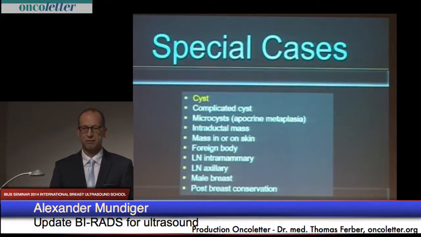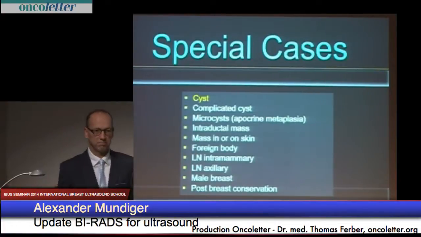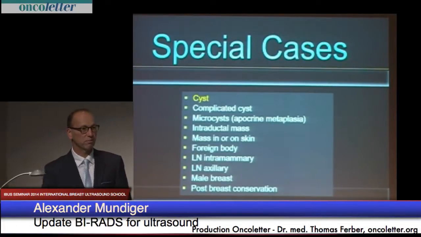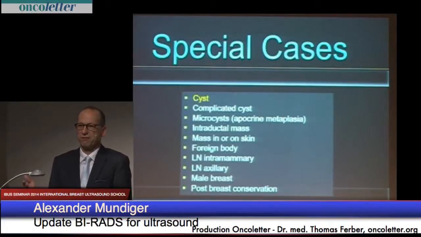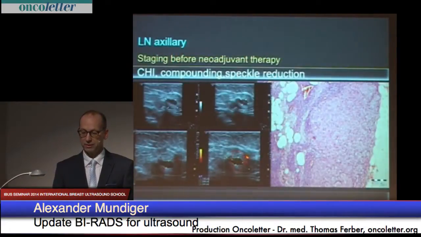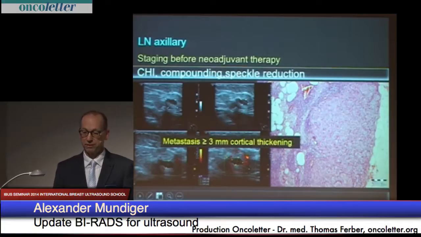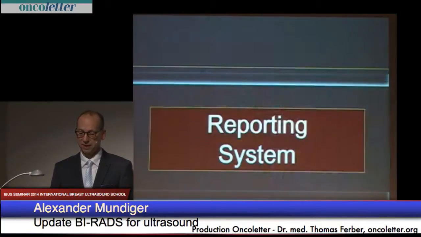So special cases. One thing, the cyst is now a special case. The last BI-RADS version did not mention the cyst, and it's the most frequent finding. So now it's a special case in all the other cases you know from the old version. And here, for example, a lymph node with an increase of size of the parenchyma and a corresponding metastasis. So also lymph nodes are part of this chapter.